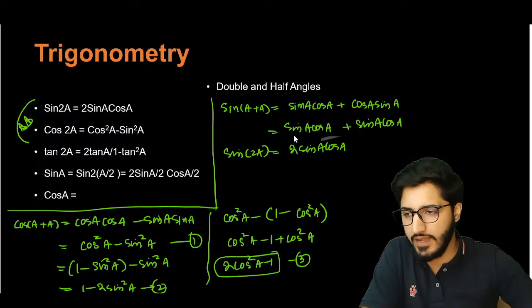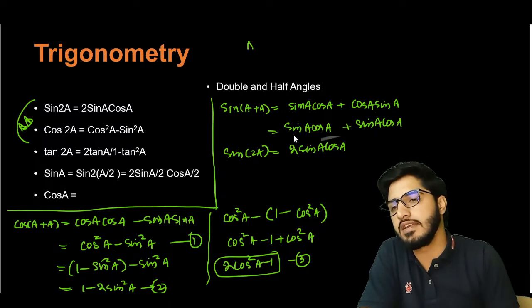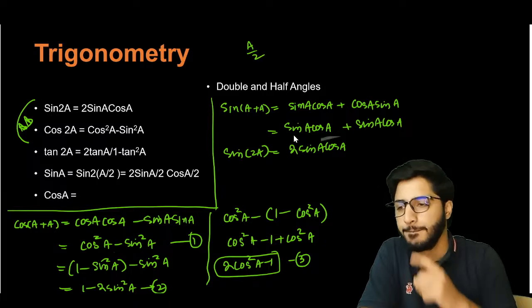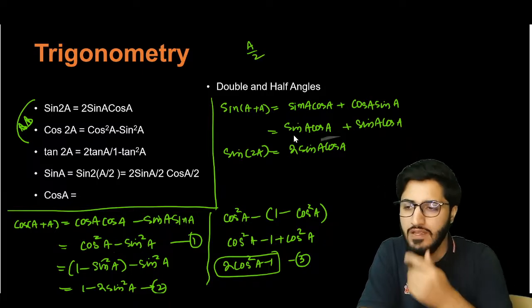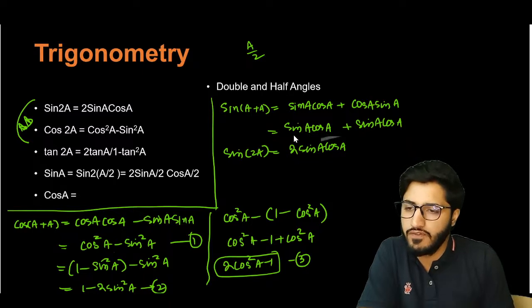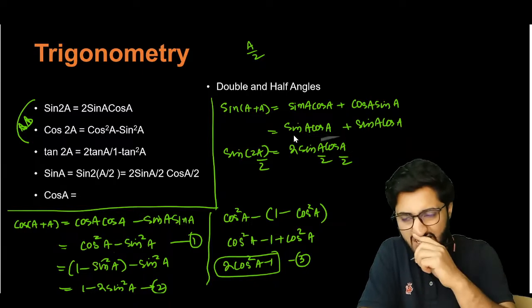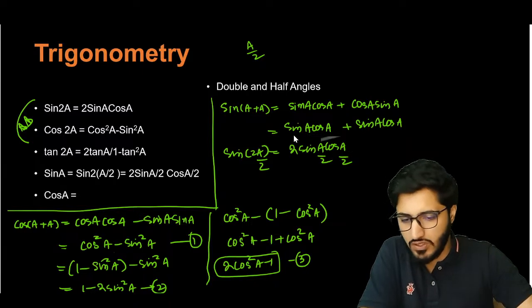Now we are having half angles. Half angles means if my angle is A, half means A by 2. Now if we are having sine A, it will become sine 2A by 2. That means if we are having 2 here, we can do 2 here also. It means just half angle. There is sine A. It will become 2 sine A by 2 cos A by 2. These are not tough formulas.